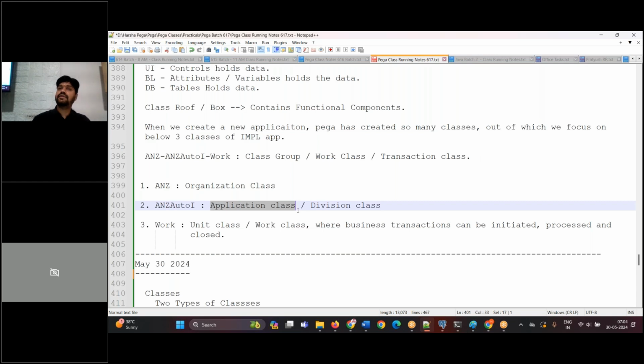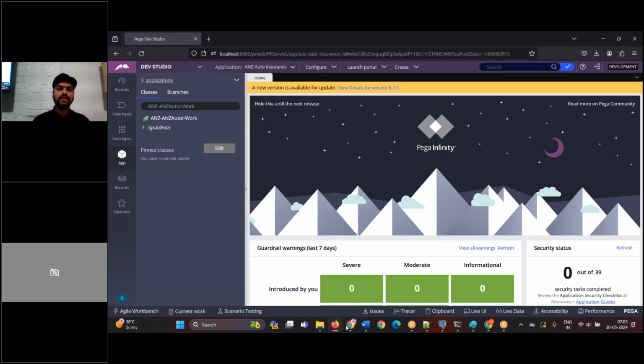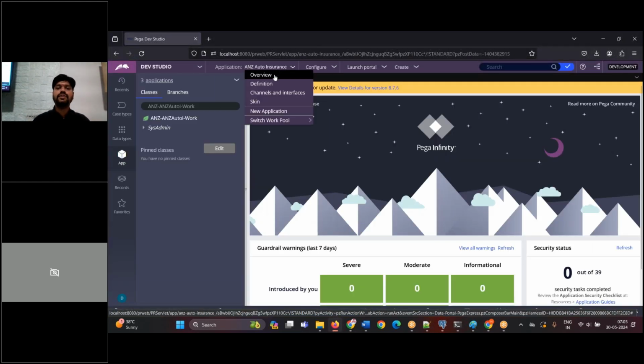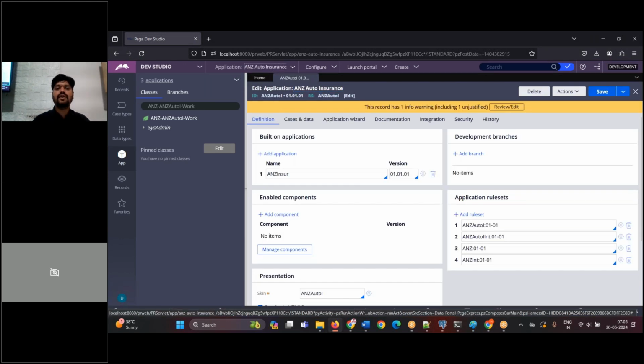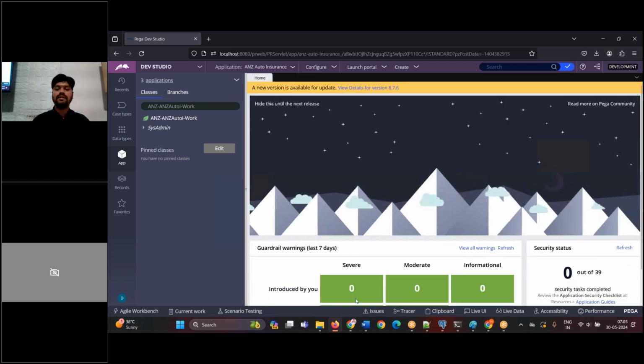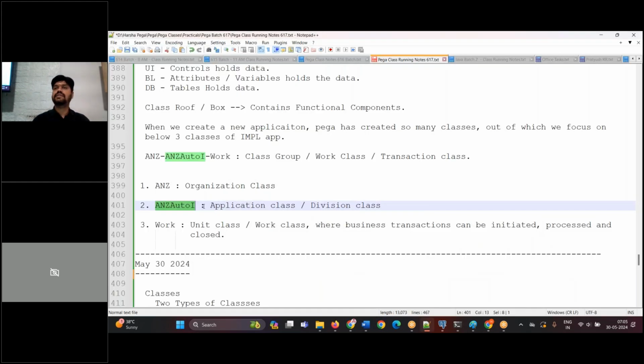Why application class? Any one of you tell me. Yesterday I told you. What is the reason you call this one the application class? Its name is exactly matching the application. Whatever application you logged in to, look here. You logged into the ANZ Auto Insurance application, right? What is its ID? ANZ Auto I. The name of the second class is exactly matching the application ID. That's why it is called the application class.